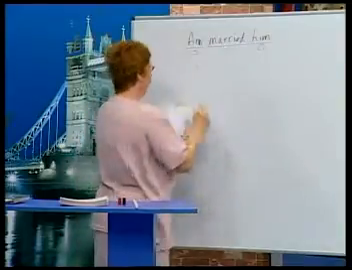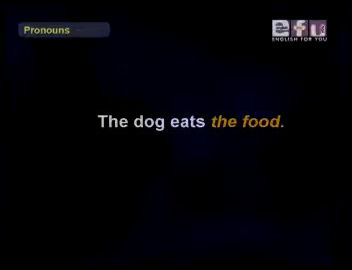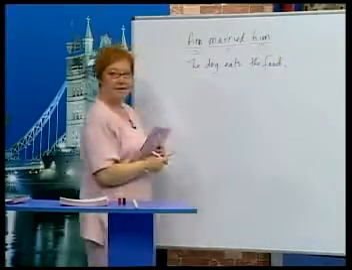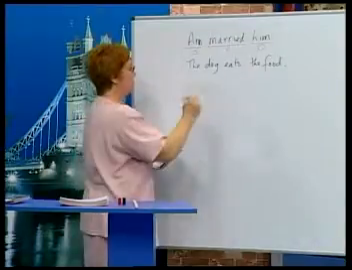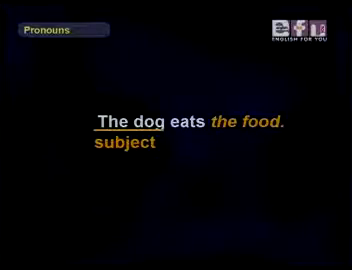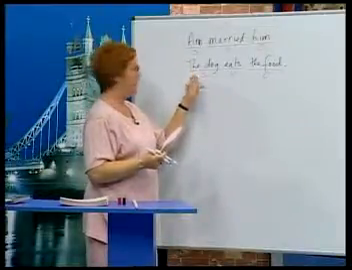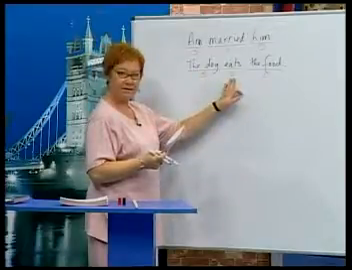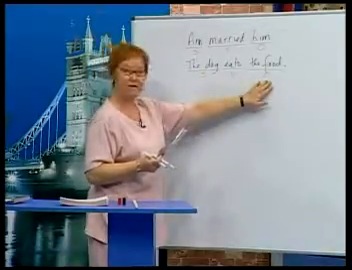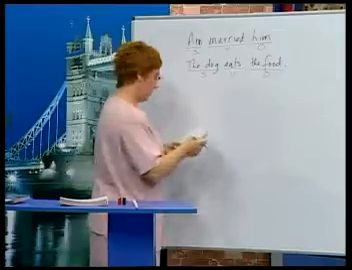Here's another example. The dog eats the food. Now, again, we have the subject, the dog. Eats is the verb. And the food is the object. What does the dog do? It eats. The object is what does the dog eat? Okay, the food.